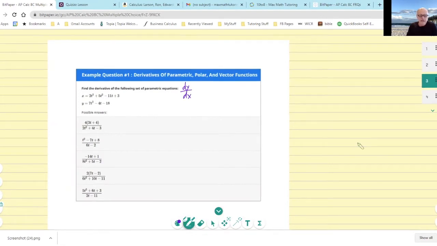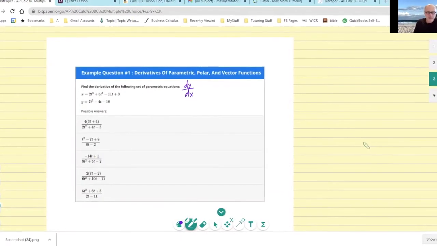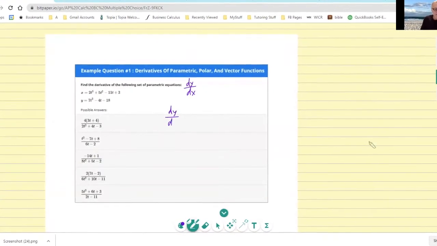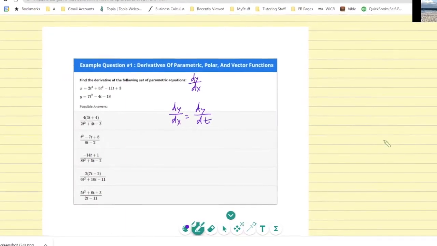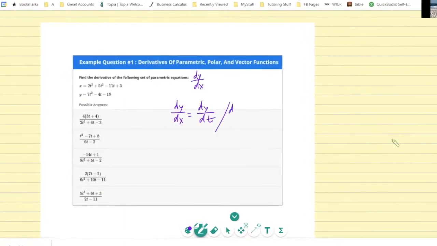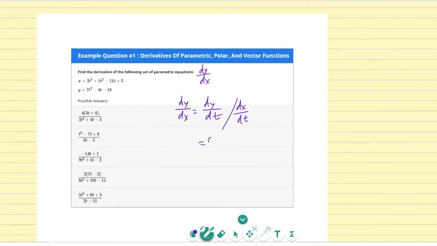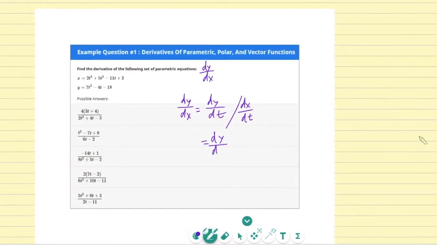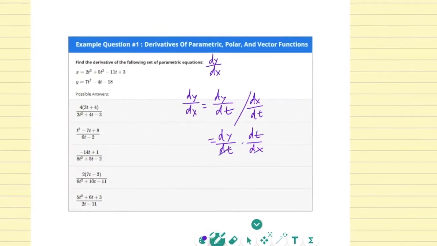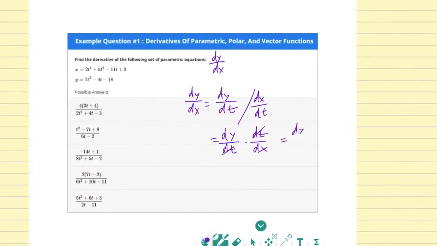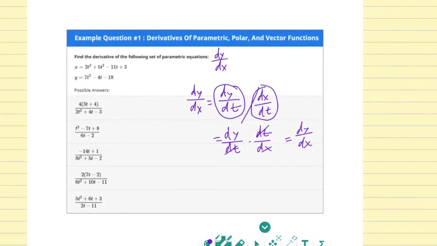We don't have that directly, but what we can do is take the derivative. dy/dx is really dy/dt divided by dx/dt. If we flip that upside down, dy/dt times dt/dx, the dt's would cancel and we would end up with dy/dx. So all we really have to do is find dy/dt and dx/dt.